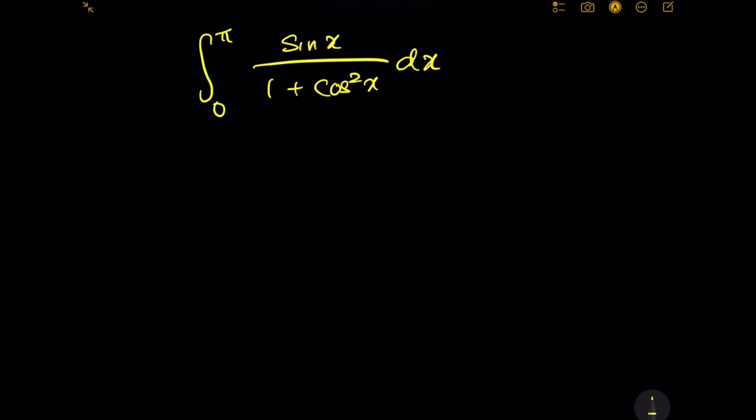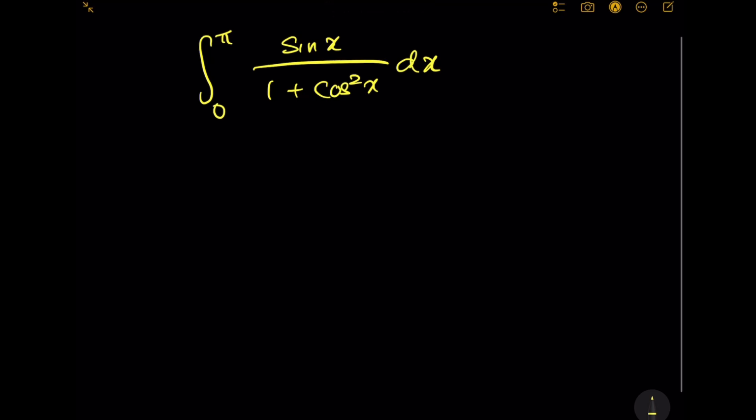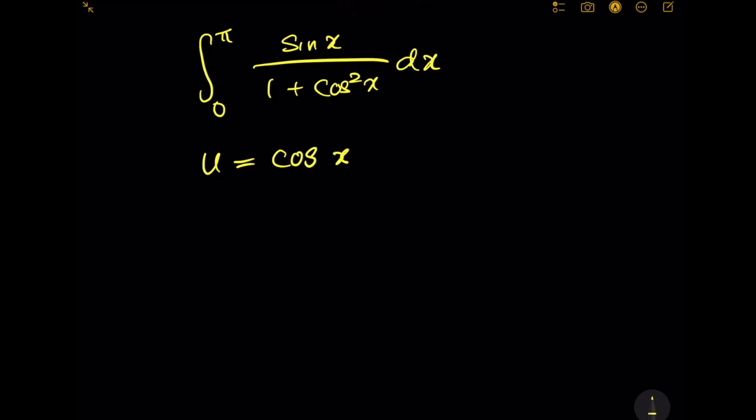Hello everybody, today we're going to solve the integral of sine x over (1 plus cos x) squared dx from 0 to pi. First step, let's define u as cos x.